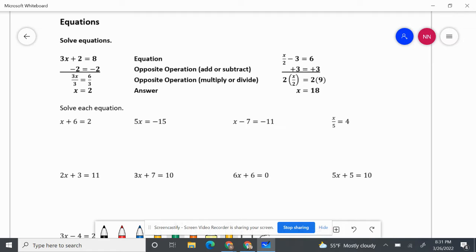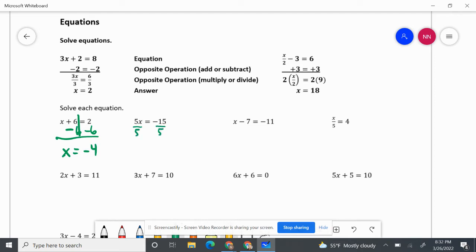For the one-step equation, what we're going to be doing is looking at the opposite. So we subtract the 6. We isolate the variable by doing the opposites, so that means x is equal to 2 minus 6, which is negative 4. Now for the next one, we're going to divide by 5 and divide by 5.